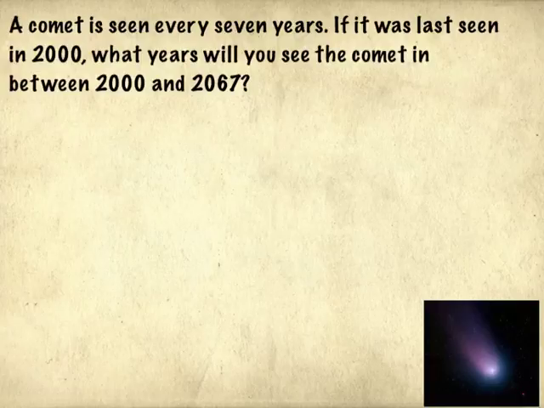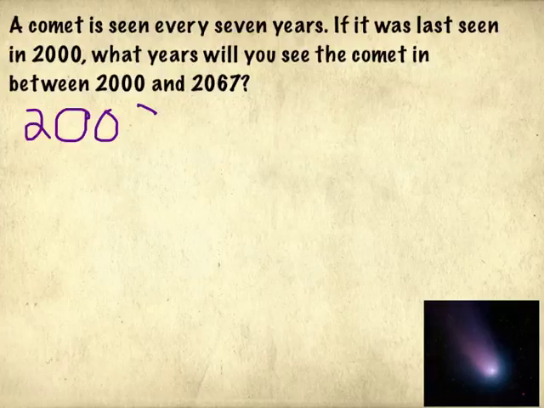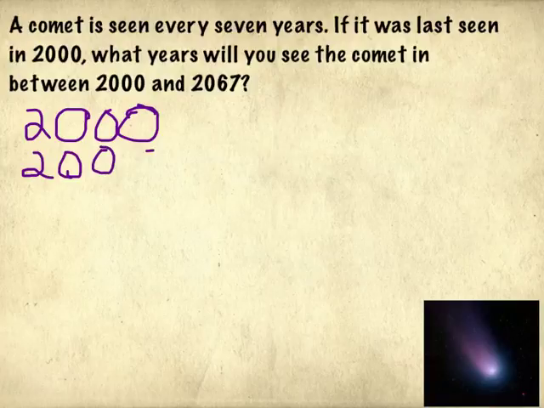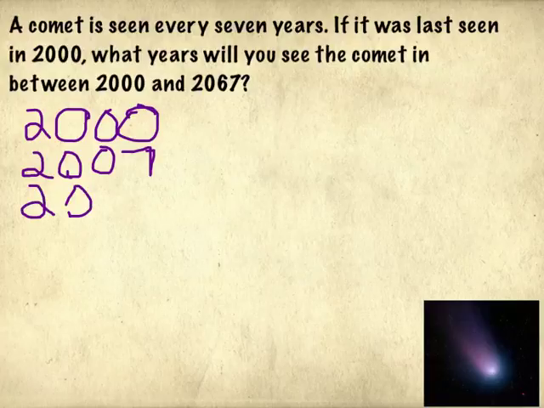So right away I know that the last time we saw that comet was in the year 2000. And we're going to keep seeing it every 7 years. So the next year will be 2000 plus 7, 2007. The next year after that, it'll be another 7 years up, so it'll be 2014. My pen is not writing very well. And then I'll just keep going.